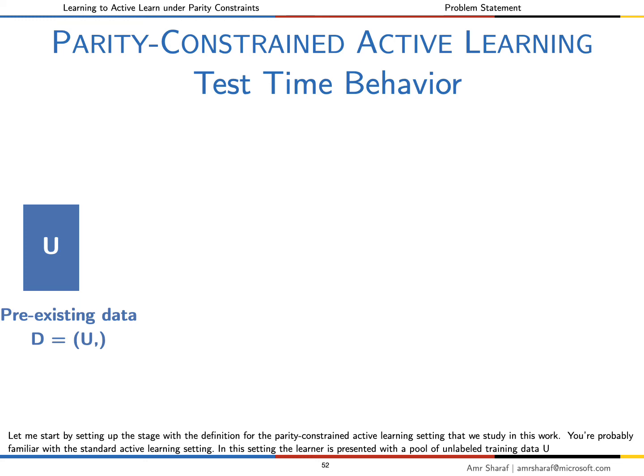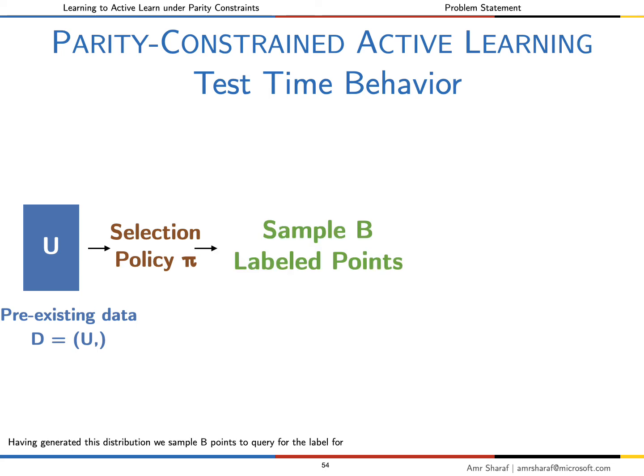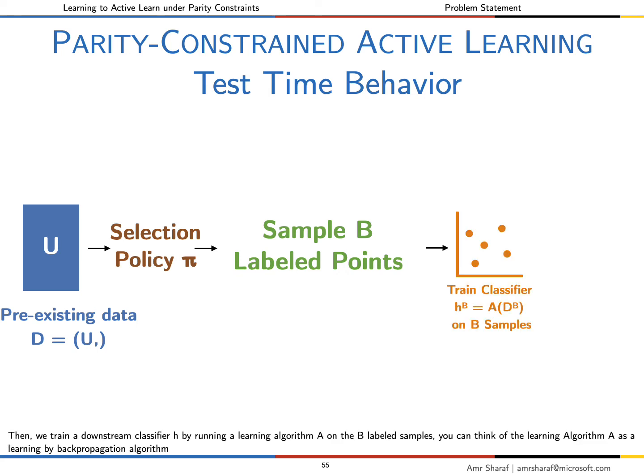Let me start by setting up the stage with the definition for the parity-constrained active learning setting that we study in this work. You are probably familiar with the standard active learning setting, where the learner is presented with a pool of unlabeled training data, U. Our goal is to learn an active learning policy phi that will generate a categorical probability distribution over the pool of unlabeled data points from U. Having generated the probability distribution, we sample capital B points to query for the label, and then we train a downstream classifier H by running a learning algorithm A on the B sampled points. And you can think of the learning algorithm A as a learning by backpropagation kind of algorithm.